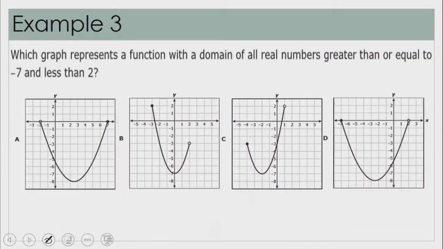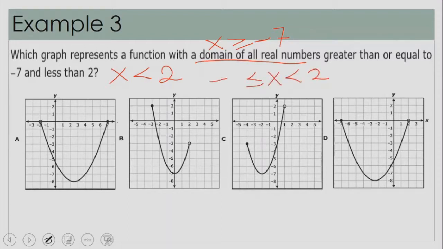Example 3: which graph represents a function with a domain x of all real numbers greater than or equal to -7 and all real numbers less than 2? So you are looking for a graph with a domain of less than 2, so you want it to be closed on -7 and open on 2.